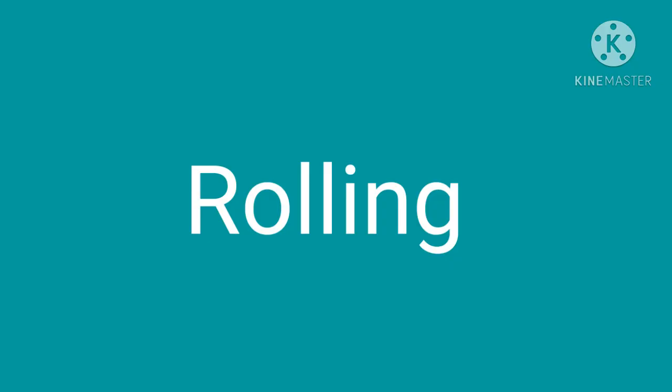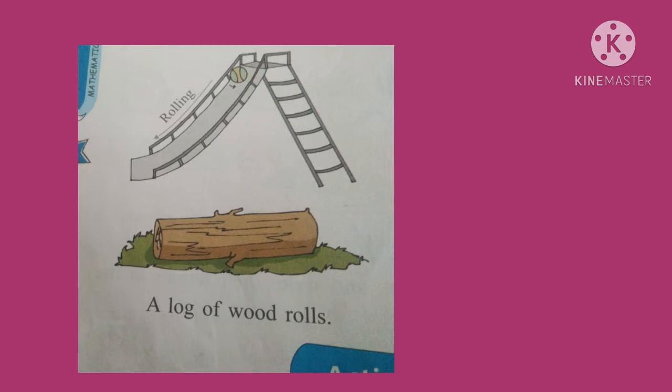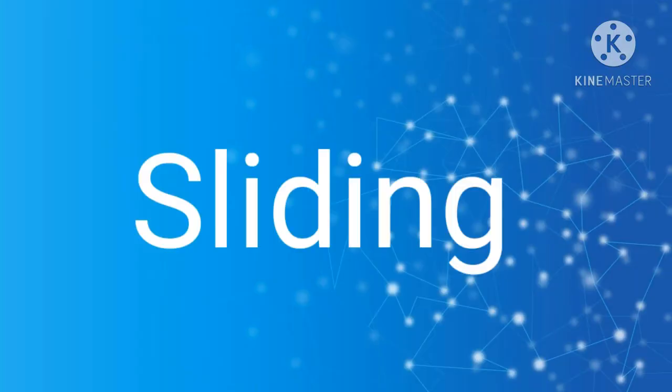What is rolling? Rolling means the objects with a round surface roll. For example, a log of wood rolls.